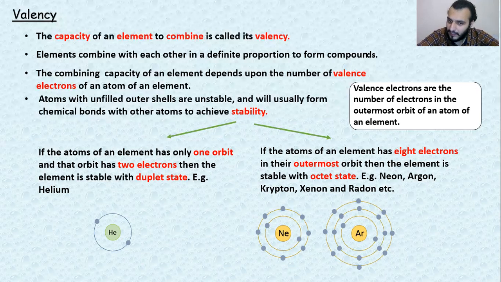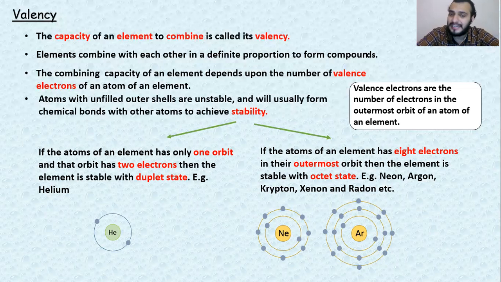Similarly, argon. Now, in case of argon, the third shell is the outermost shell, and we know the capacity of the third shell is 18. But still, if there are 8 electrons in the outermost shell, that is the third shell, its octet state gets completed and the atom becomes stable. It is not necessary that its shell should get completely filled. Except for the first shell, if there is any other outermost shell, there 8 electrons are required to become stable. That is, that element has to achieve the octet state.